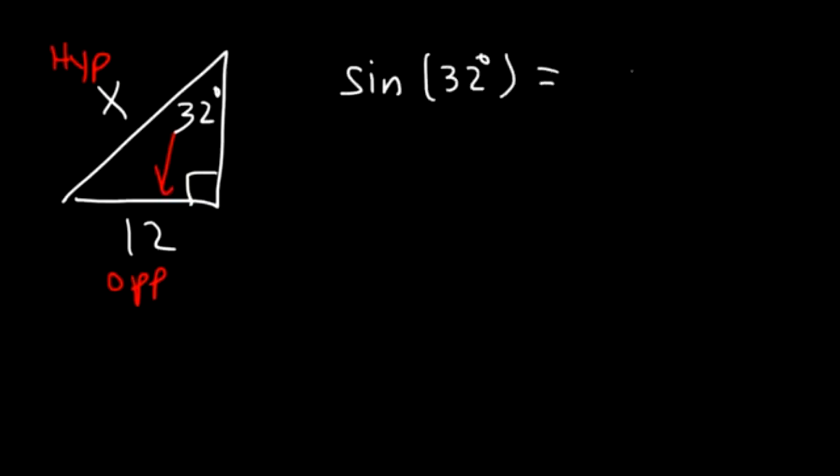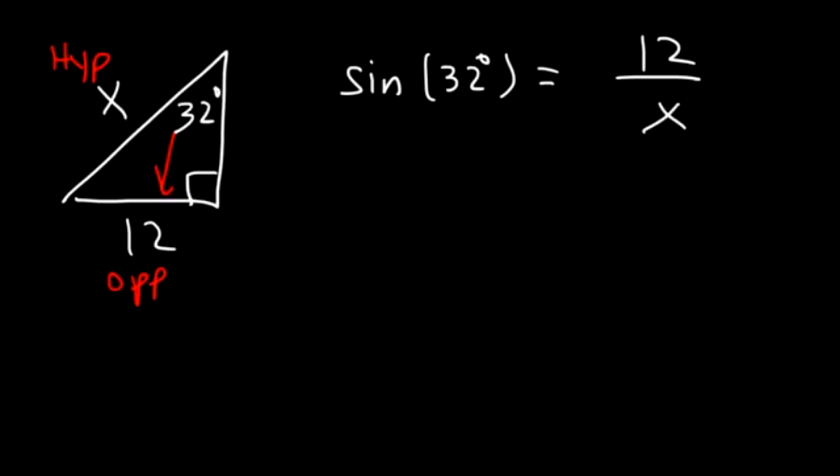Here's another one that we could try. Let's say the angle is 32 degrees and the hypotenuse is x, and this is 12. So notice that 12 is opposite to 32, and we have the hypotenuse. So this time we need to use the sine function. Sine of the angle 32 is equal to the opposite side 12 divided by x.